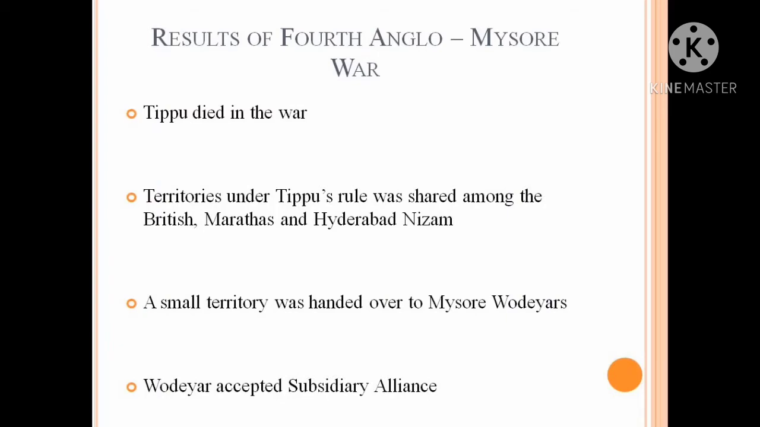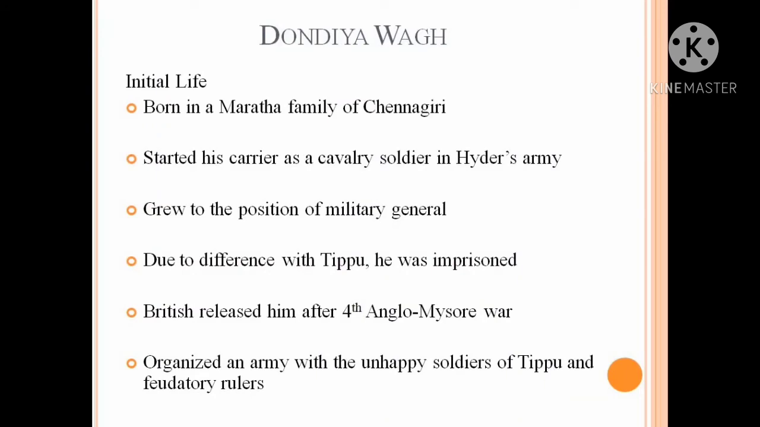Next, in Karnataka, not only this much, there are others. They are Dhondia Wagh. He was a famous person who opposed the British. About the initial life of Dhondia Wagh: he was born in a Maratha family of Channagiri, and he started his career as a cavalry soldier in Hyder's army. In Hyder Ali's army, he was a soldier, and he grew to the position of military general. Like Hyder Ali, he developed because of his cleverness, skill and activeness.